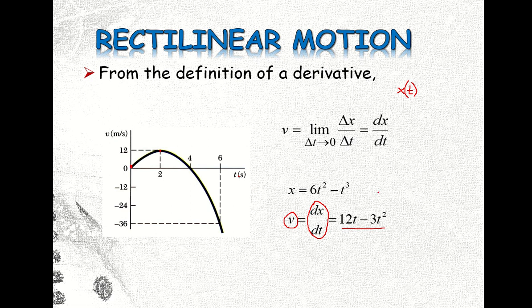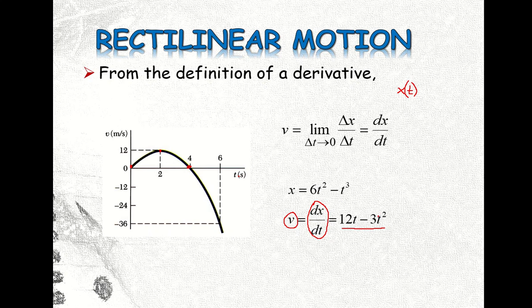When t is equal to 4, 12 times 4 is 48. So minus 3 times 4 squared, which is 16. 16 times 3 is 48. So 48 minus 48 is equal to 0. Okay, so you have that at this point.